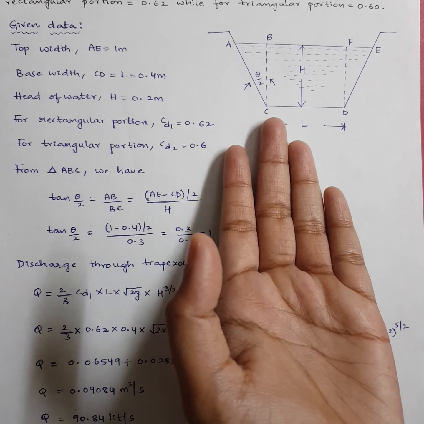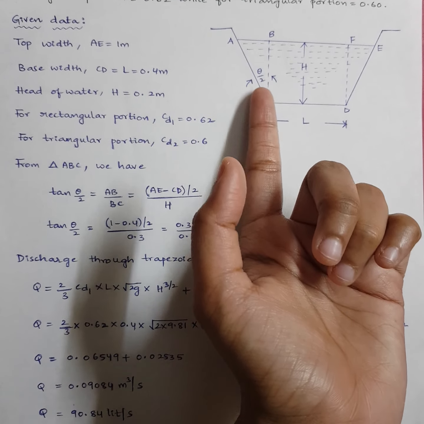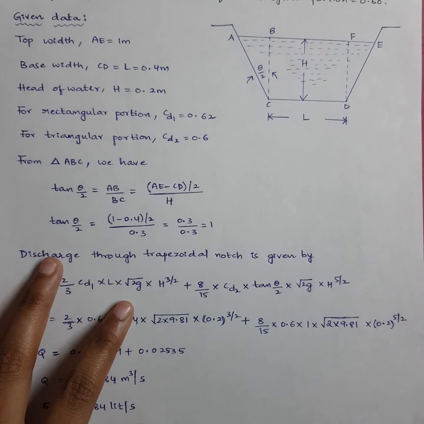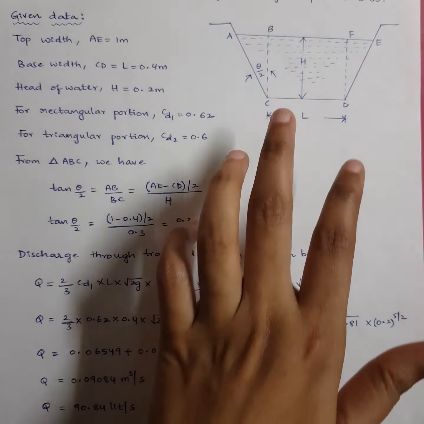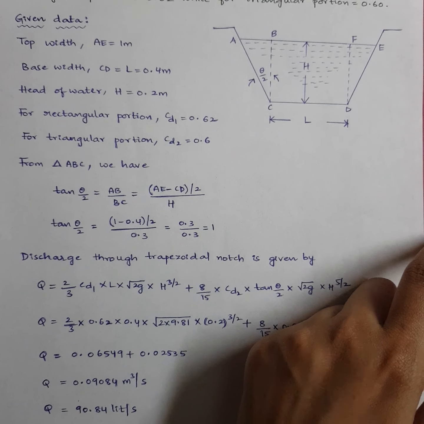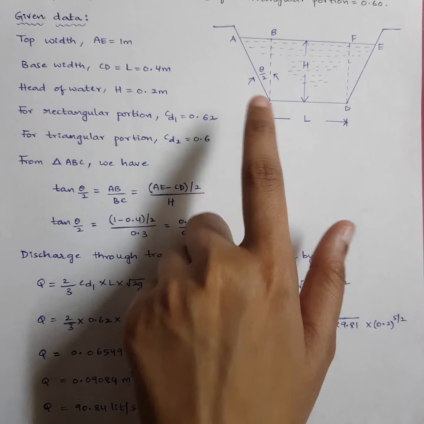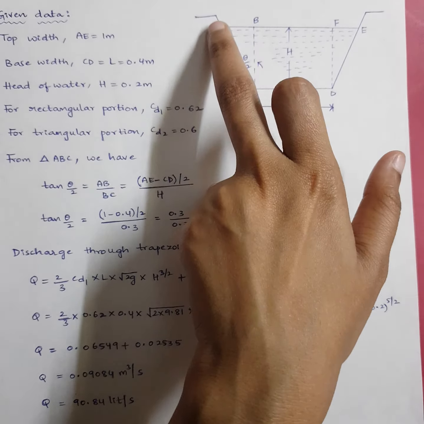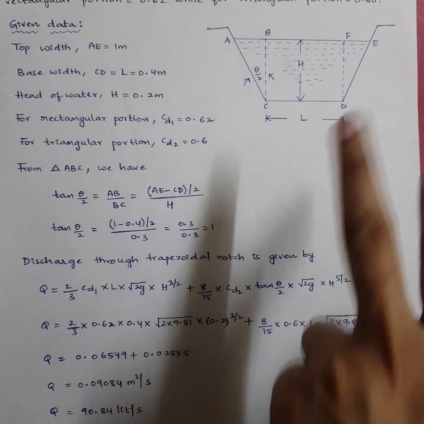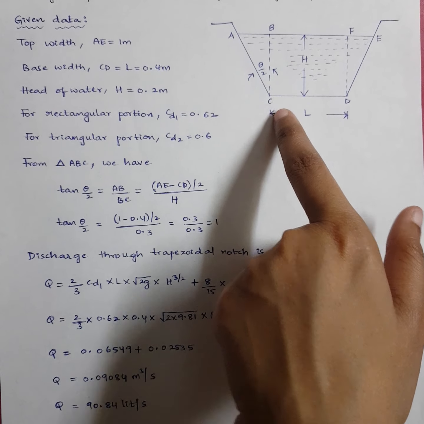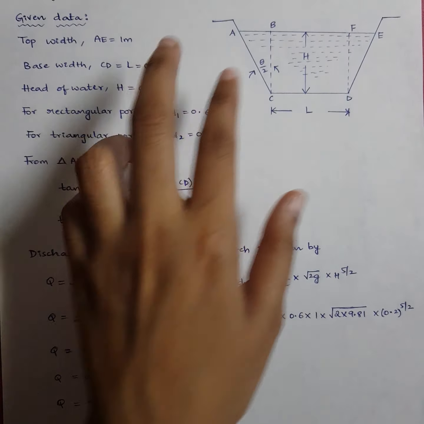So let's consider ABC. Here at C the angle is theta by 2, and at D it will also be theta by 2, right? So consider any one half, since it's symmetrical. Now we can observe ABC is a right angle triangle with the right angle at B. So let's apply tan. What does tan stand for? It is opposite by adjacent side. So tan theta by 2 will be the opposite side for theta by 2, which is AB, by the adjacent side, BC. So tan theta by 2 is AB by BC.